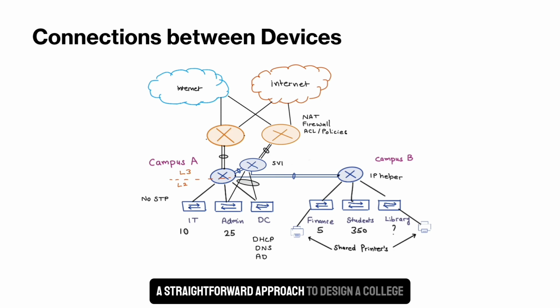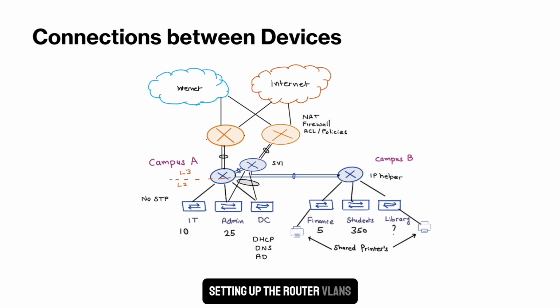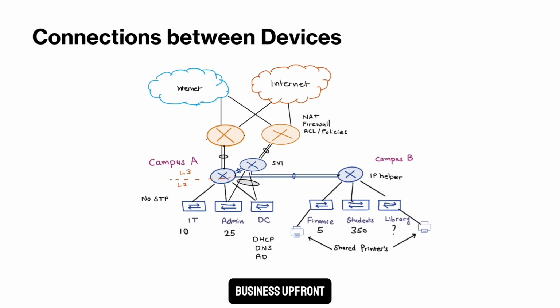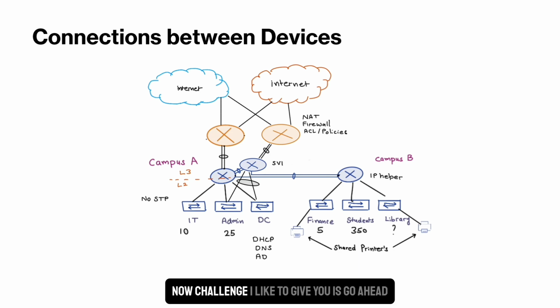And there you have it, a straightforward approach to designing a college campus network infrastructure by understanding the physical layout, choosing the right IP address strategies, setting up the router and VLANs properly, and planning for potential single points of failure. That's how you build a network that is both scalable and reliable. Always remember to keep it simple and gather all your information and requirements from the business upfront. Now, the challenge I'd like to give you is to go ahead and design this in Packet Tracer, EVE-NG, whatever is your choice of tool, and let me know how it goes.